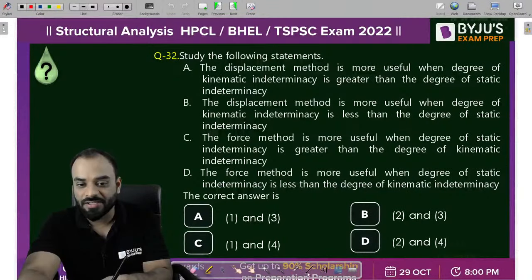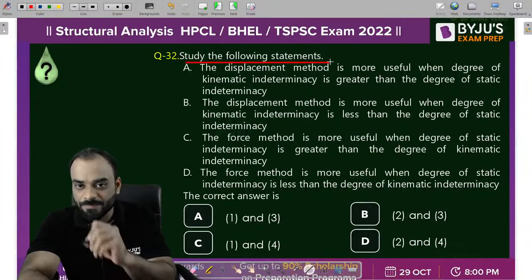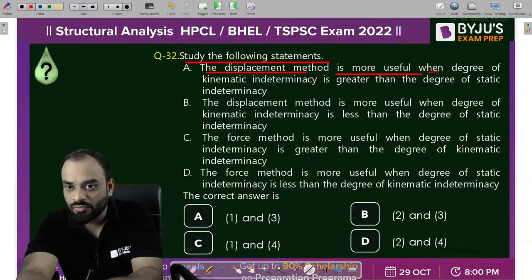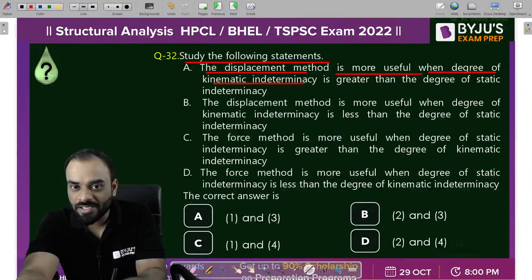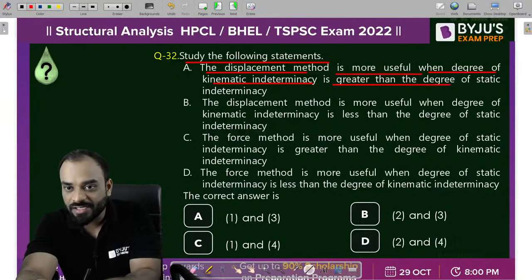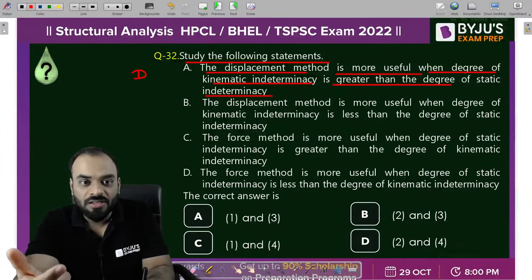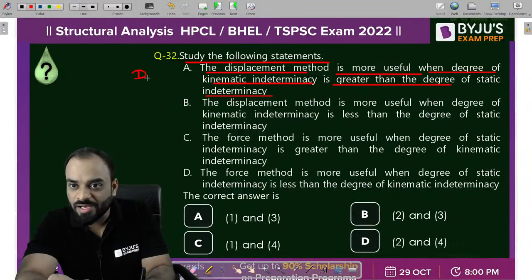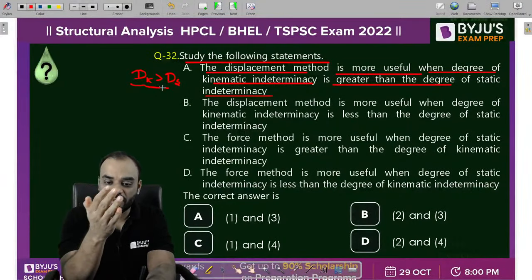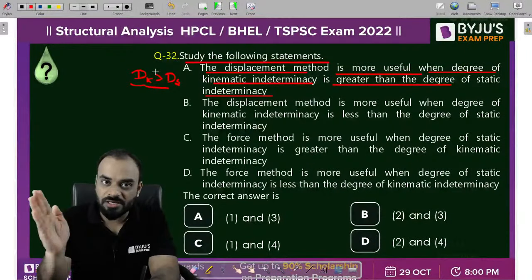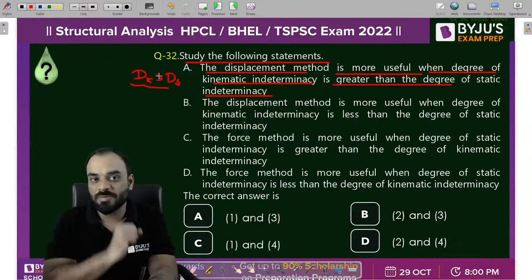Next question, guys. Kindly read it. Study the following statement. Displacement method is more useful when degree of kinematic indeterminacy is greater than degree of static indeterminacy. When you have to prefer the displacement method, when the value of DK is greater than DS, or it should be lesser one. We know that, guys, when the number of unknown of joint displacement is lesser as compared to number of redundant reaction, then only I will prefer the displacement method.